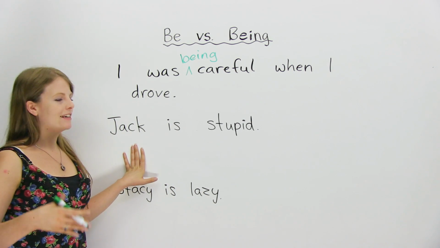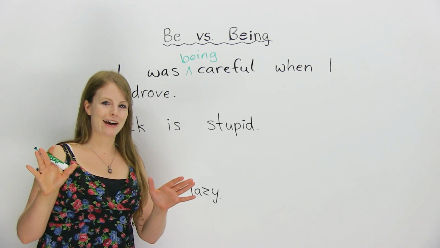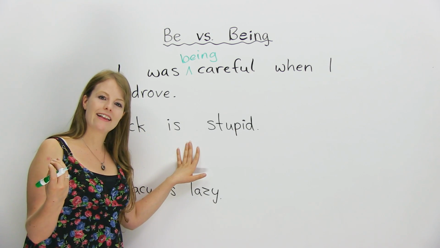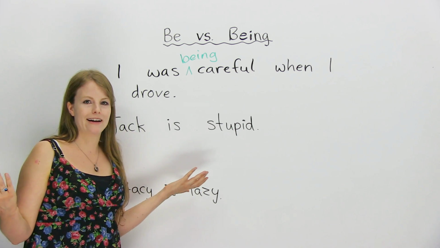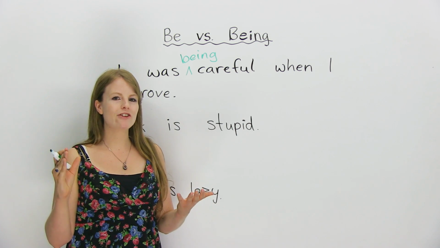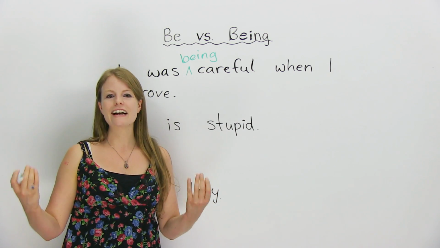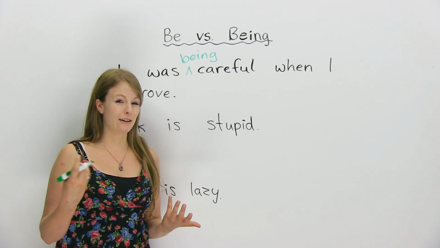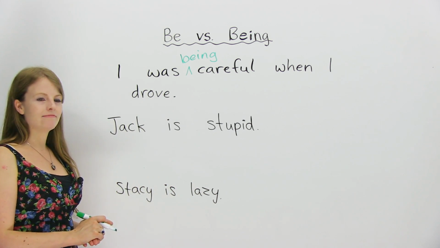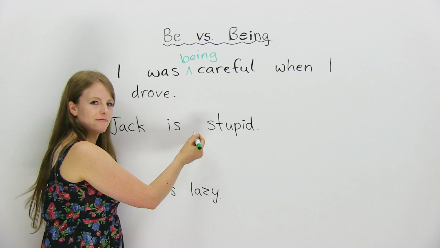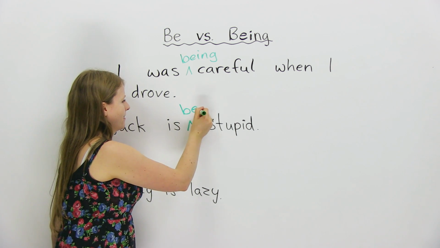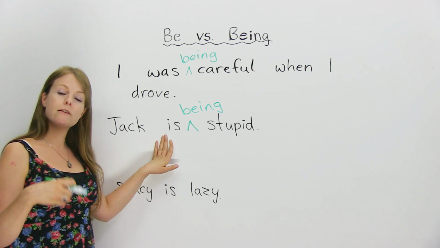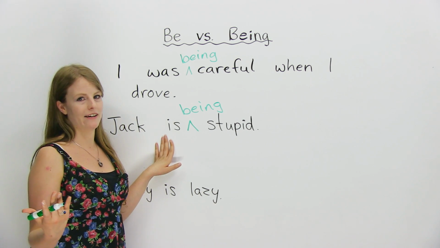Jack is stupid. Jack is a stupid person. I'm sorry if any of you are named Jack. I don't mean you. This is just an example. Jack is stupid. It's who he is. It's in his personality. Jack's a stupid guy. Now, I want you to imagine this. Imagine if Jack is like Einstein. He's actually a really, really smart guy, but just today he did something very stupid. He did one stupid action. What could we say? We could say Jack is, what are you going to put here? Great. If you said being, you are correct. Jack is being stupid. That's his behavior right now, but he's usually a smart guy.